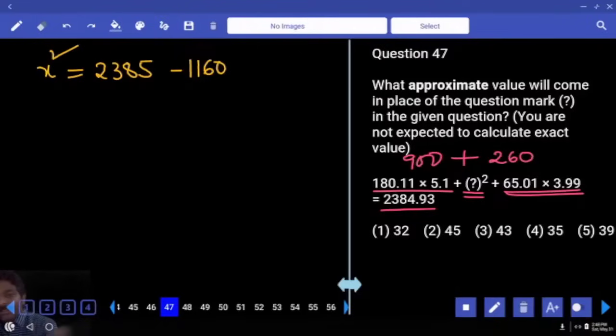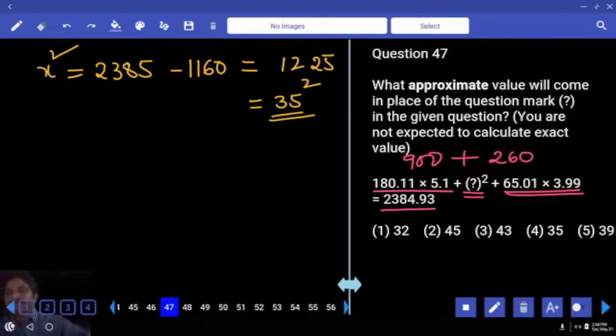Got it? Last two digits, 85 minus 60, 25. First two digits, 23 minus 11, 12. 1225 is which number square? X is equal to 35.